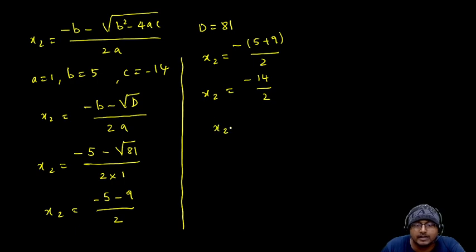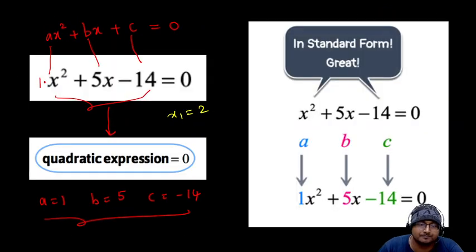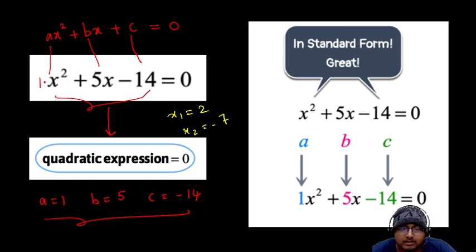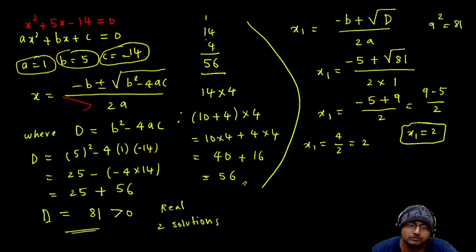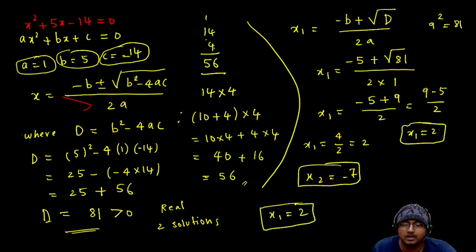What is x2 value? 2 sevens are 14, so x2 value is minus 7. Let us keep here: x2 value is equal to minus 7. Okay, so let us check whether we got the correct answer or not. We got x2 equal to minus 7 and x1 equal to plus 2. Two different solutions, and both are real numbers.